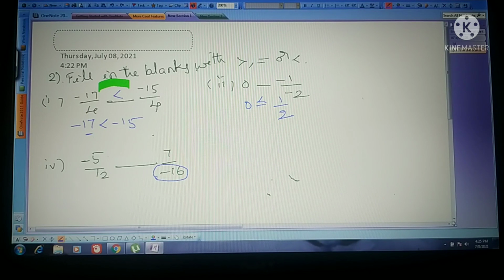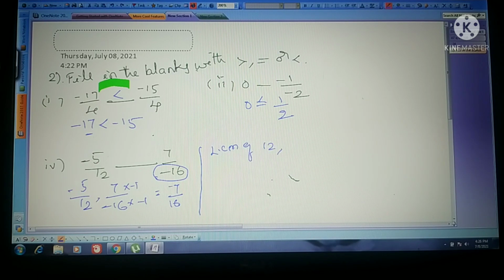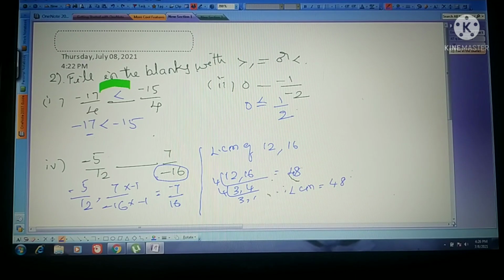After that we have to convert into same denominator. So we have to find out the LCM of 12 and 16 and then make the equivalent fractions. Okay, so first minus 5 by 12, this is as it is. Write down 7 by minus 16. So we have to convert this one, means multiply with minus 1. What you get here, minus 7 by 16. Okay, after converting into this one, find LCM of 12 comma 16. What is 12 comma 16 LCM here? With 4 3s 12, 4 4s 16, their LCM is 48.